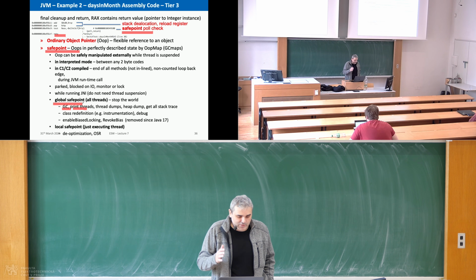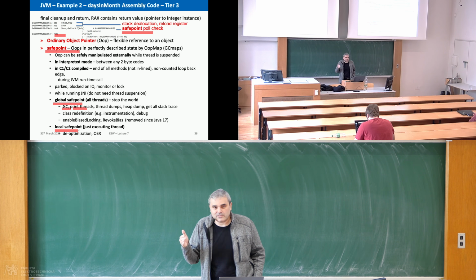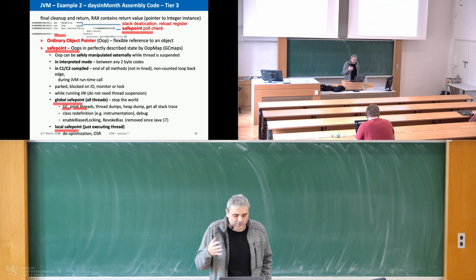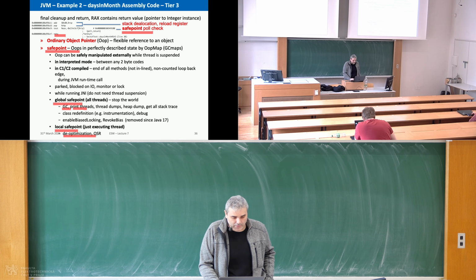What I've described is a global safepoint. There also exists a local safepoint just for a single thread, because global is for all threads, globally for the whole application. Local is for a single thread, and that's usually used for optimization or the on-stack replacement. In order to do on-stack replacement between C1 and C2, you need to know how to map values from that execution of C1 into the C2 compilation.